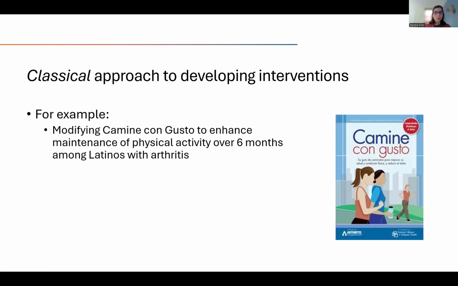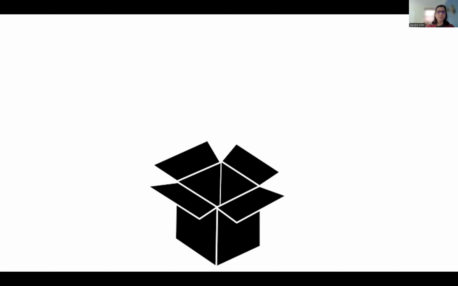And although Camina con Gusto, or CCG, has been shown to increase walking and relieve arthritis-related symptoms, its limitations are in its brevity. So again, it's only a 6-week program, and its potential impact on physical activity maintenance is unknown. So we wanted to add to this program to enhance its ability to promote maintenance of physical activity over the long haul, so over 6 months. So for using this classical approach, we might think, okay, what can we add to Camina con Gusto?